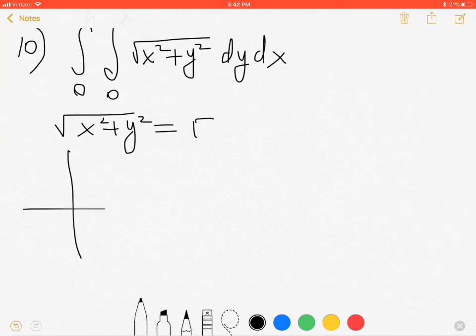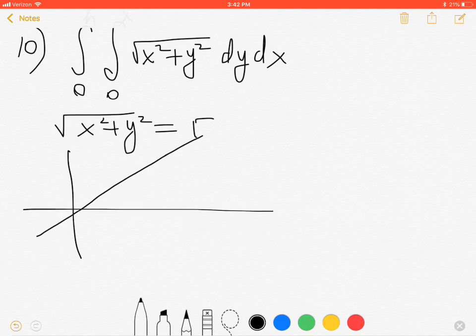And now the question is what happens with our border, to find the region. We have y changing from 0 to x. This means you have the line y equal x. Okay, y equal x.